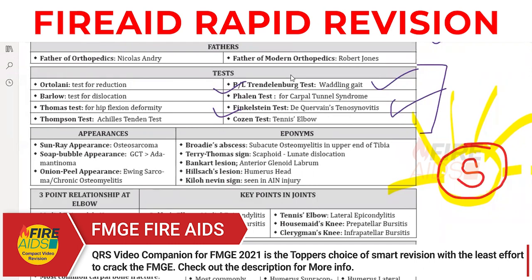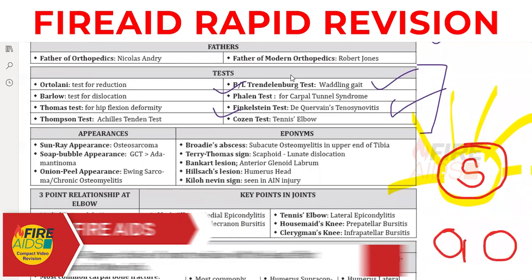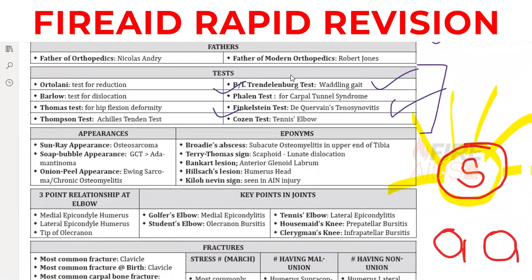Then comes soap bubble appearance, that is GCT. Soap bubbles look like this, small bubbles. I want you to just elongate it and make a G. So GCT, you must remember GCT: soap bubble appearance, GCT. Next is onion peel appearance, that is Ewing sarcoma.